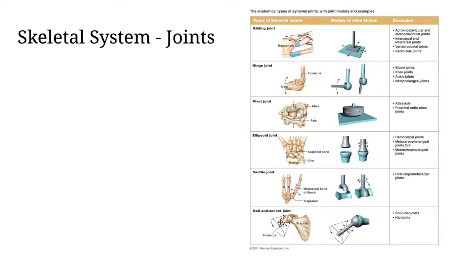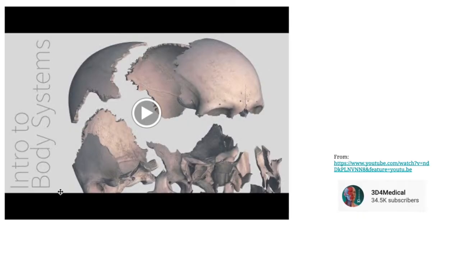And then finally we have a ball and socket joint that allows for the biggest range of motion. We have that in our shoulders that you can see here. Also, our hips have ball and socket joints. Again, we just have a short video to let you see some of these things.